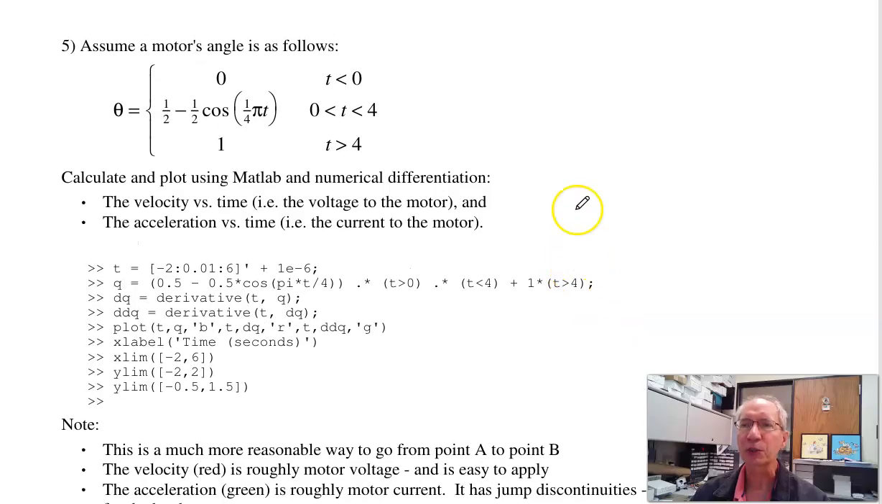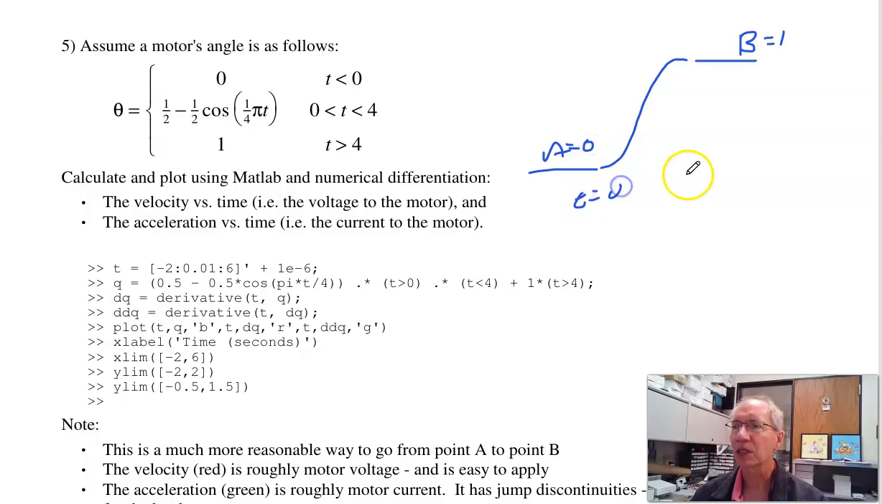Suppose I have a cosine interpolation. I'm going to go something like this. For t less than 0, I'm at 0. For t bigger than 4, I'm at 1. And this is t equals 0. In between, I'll have a cosine function. So cosine kind of looks like this. This is minus cosine. I'll have a cosine starting from here and going to there.